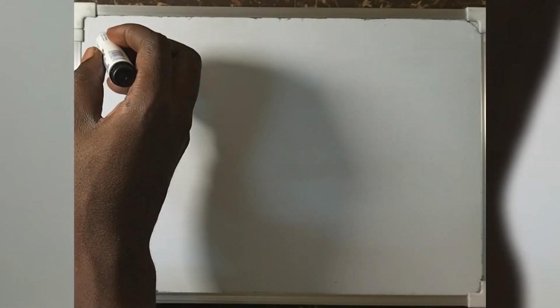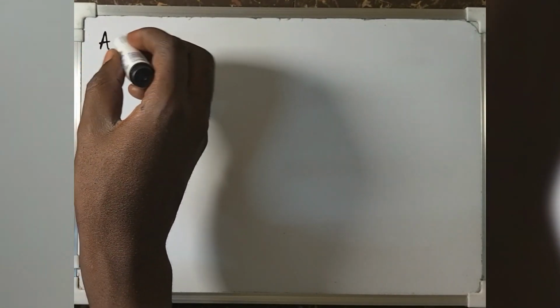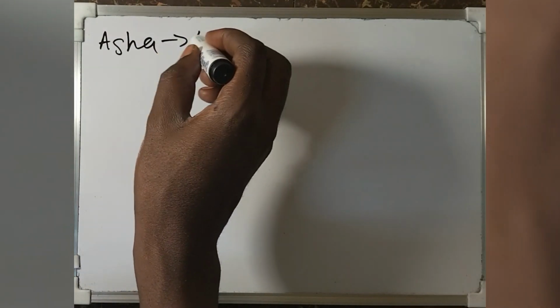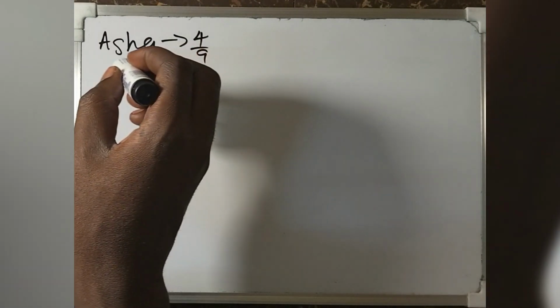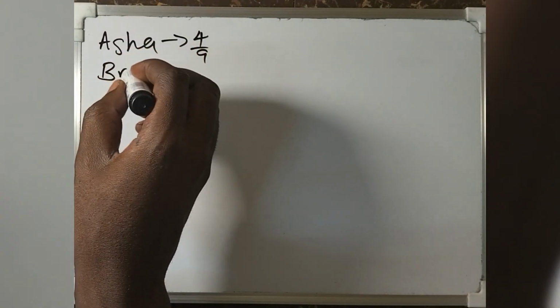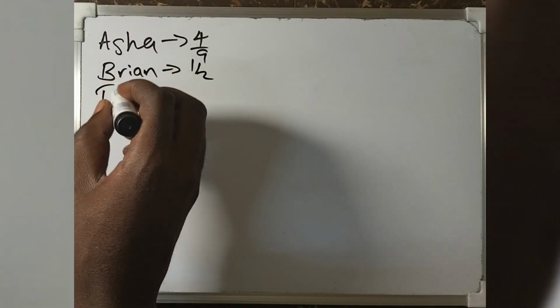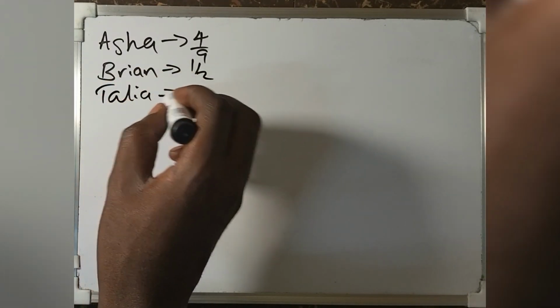So we are going to compare the fractions. Let's start with Asha. Asha was 4 over 9. You have Brian with the half. And then you have Talia with the 3 over 8. I want to find the largest fraction. So what do we do?